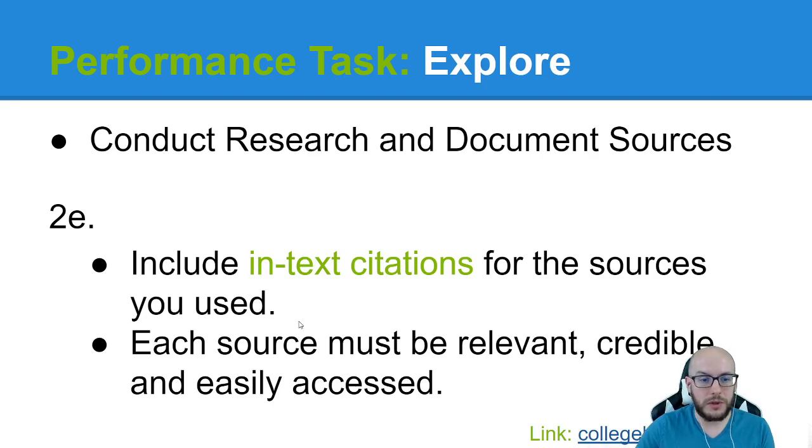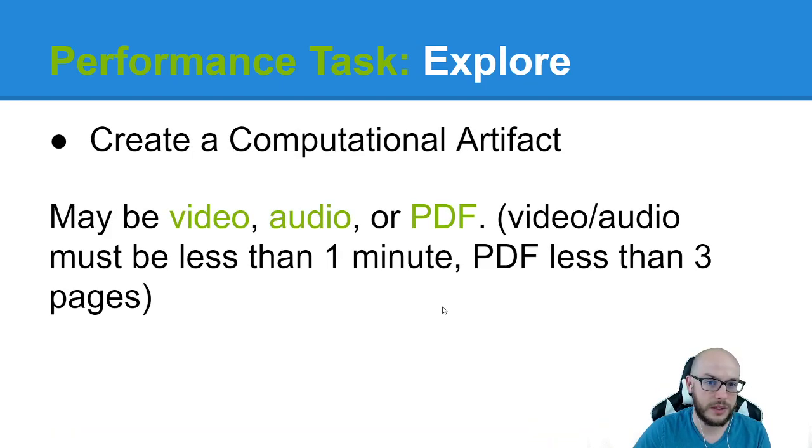Now, this is going to be a big one. You have to cite stuff in your written responses. It's one thing to basically research this and then list it as a source. You also need to include in-text citations for whenever you are spitting out some type of fact about your computing innovation. You got to cite it. And then, of course, each source must be relevant, credible, and easily accessed.